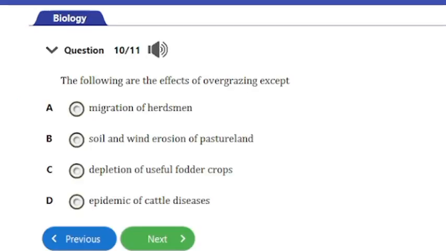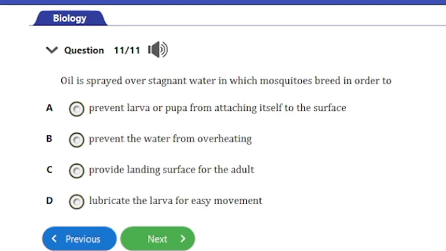Question number 10. It says, the following are the effects of overgrazing except A, migration of herdsmen, B, soil and wind erosion of pasture land, C, depletion of useful fodder crops, and D, epidemic of cattle disease. So guys, the actual answer to this question here is option D, and that's the epidemic of cattle diseases. So let's consider the next question.